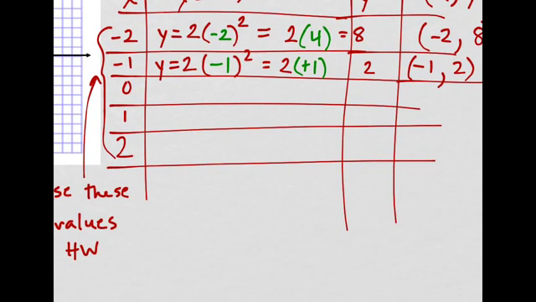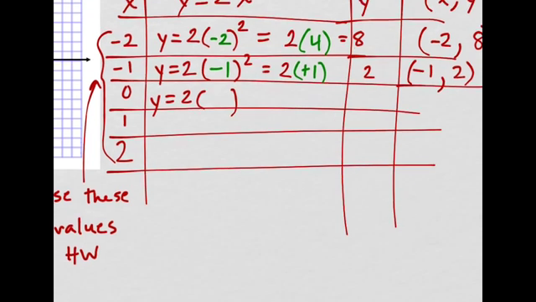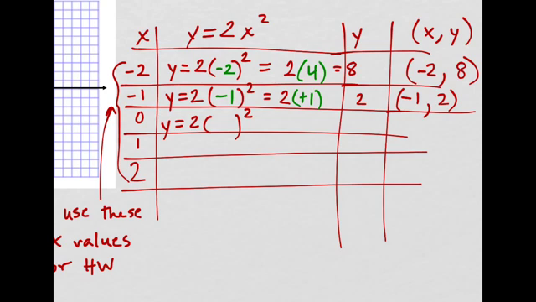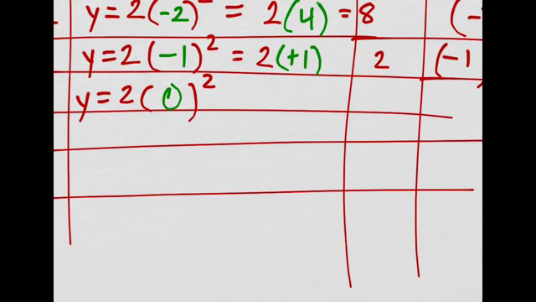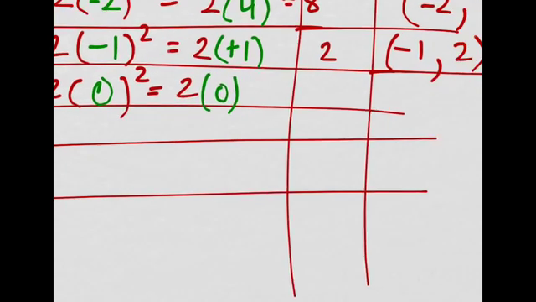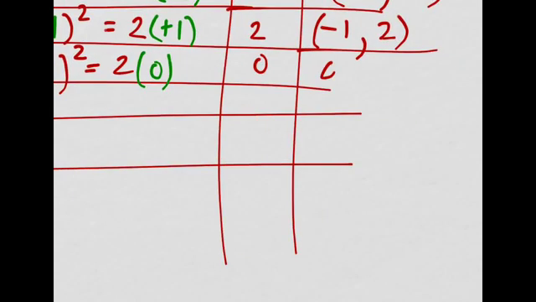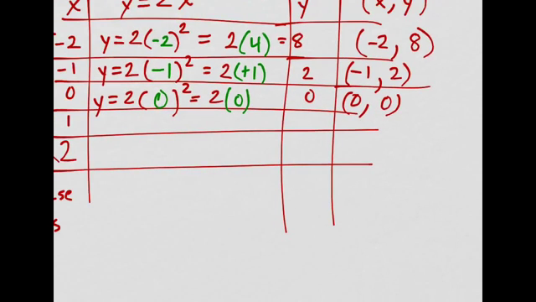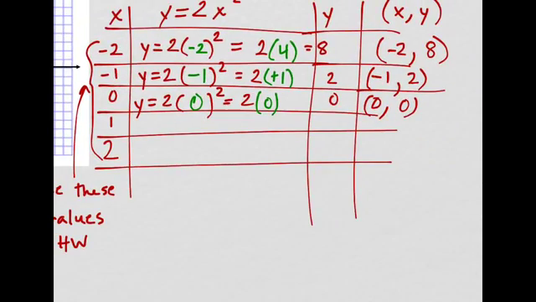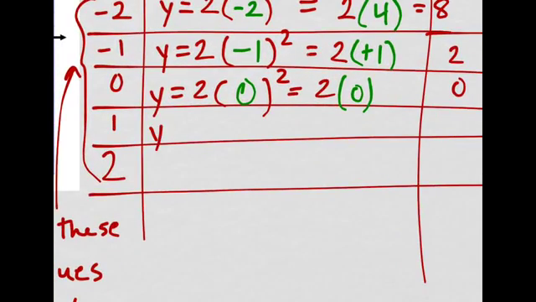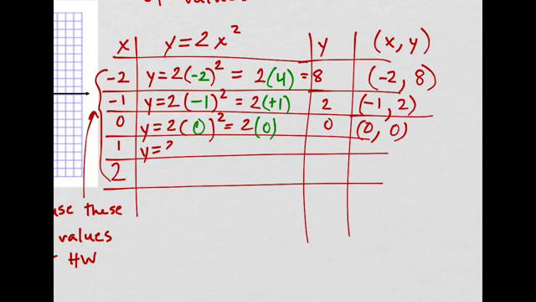So there we go. The next is y equals 2. Replace the x with the parentheses. Is a 0 squared. What's a 0 times a 0? That's just a 0 again. So 2 times a 0, that's also a 0. So we have 0, 0. We just do it again. We just keep going. We do it until we finish.